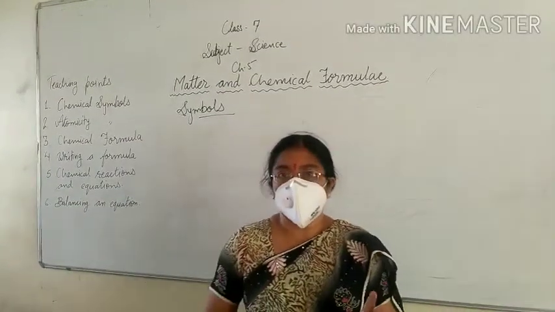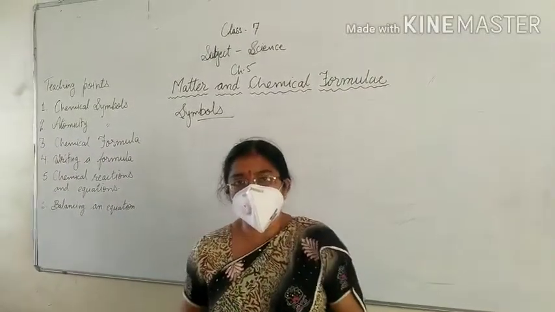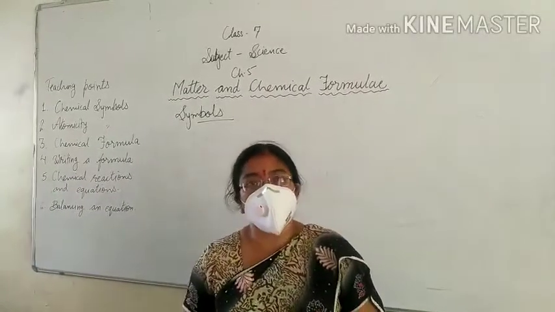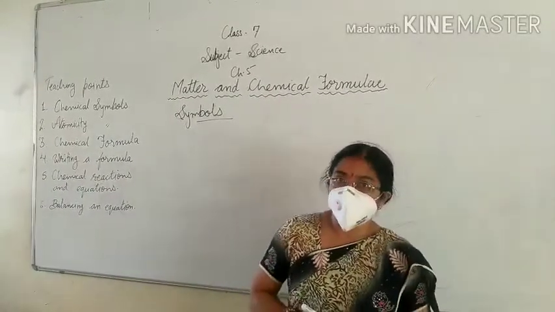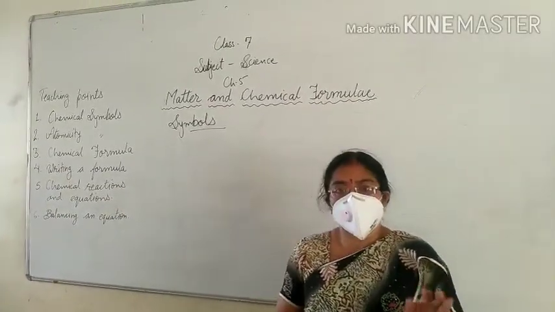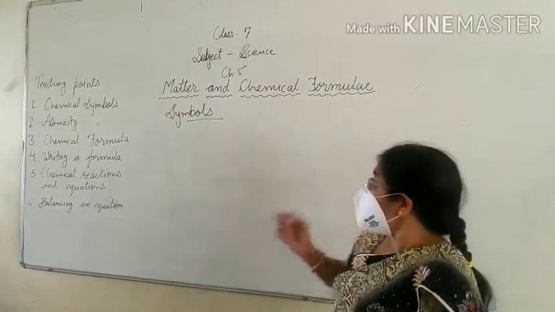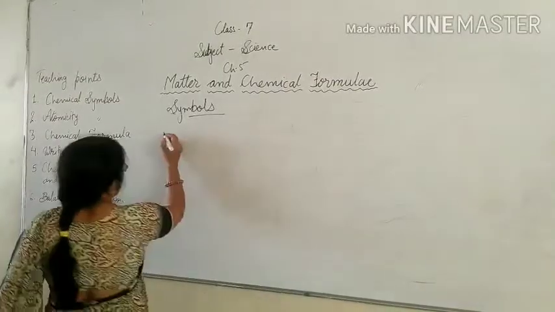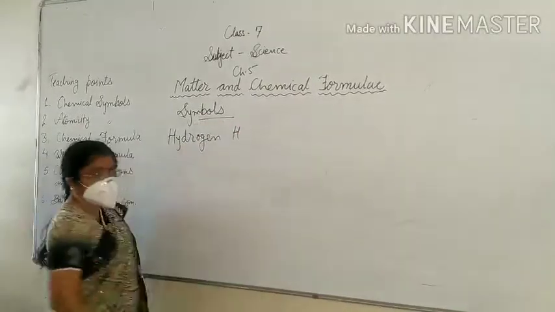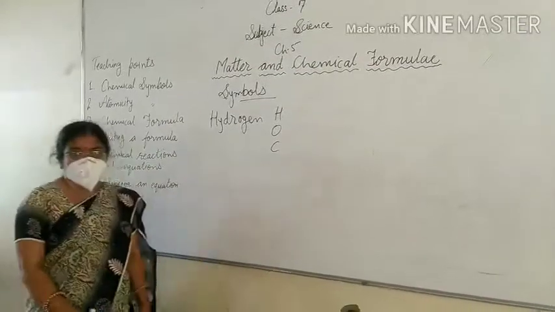But it was very difficult to learn all these pictures. So later on, progress was made in this field and different symbols were made. And nowadays, we are using the alphabet to write chemical symbols. For writing a chemical symbol, there are different rules. First, the first letter of the element is taken. For example, for hydrogen, H is taken. For oxygen, O is taken. For carbon, C is taken.